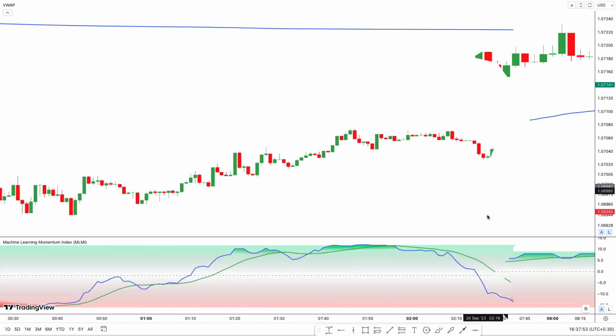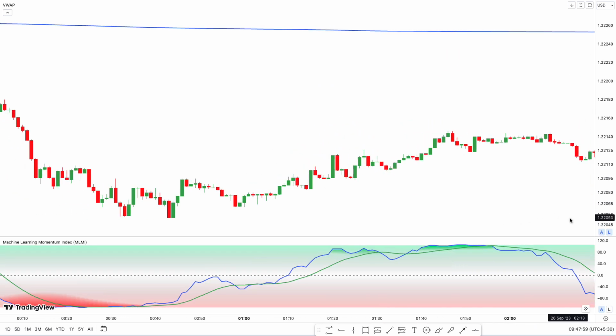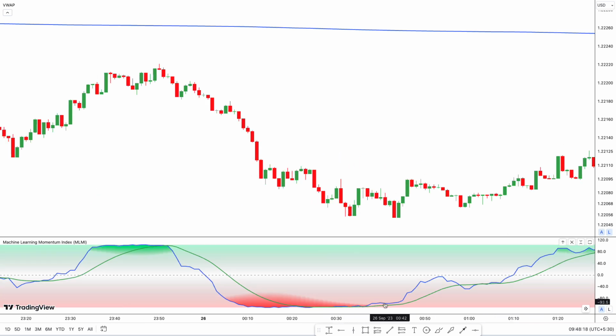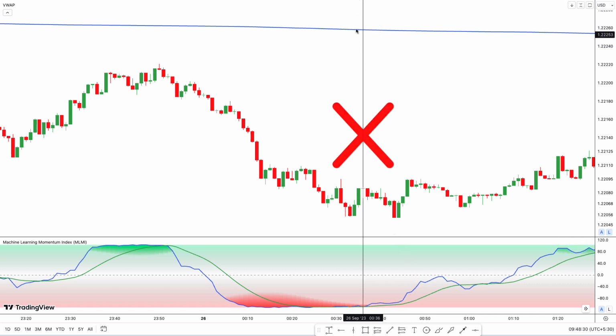As you can see here, the blue line of the MLMI oscillator crosses the green line from below, which is a clear buy signal. Apart from this, the crossover also happens in the red zone. This suggests that the market is oversold and due for an upward correction, but market price here is trading below the VWAP indicator. So this signal is invalid, because both conditions are not met.